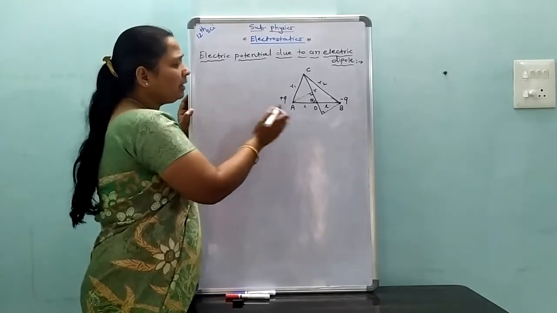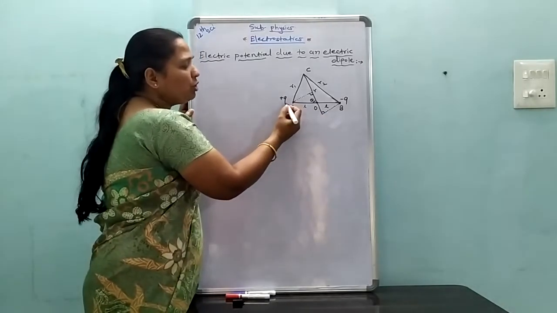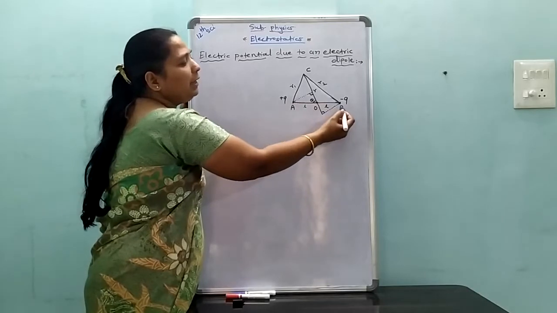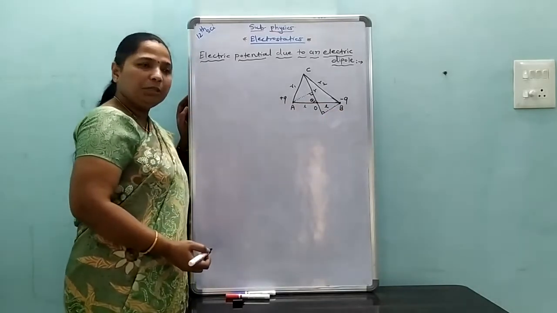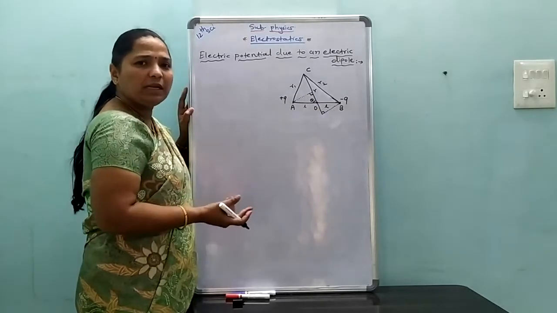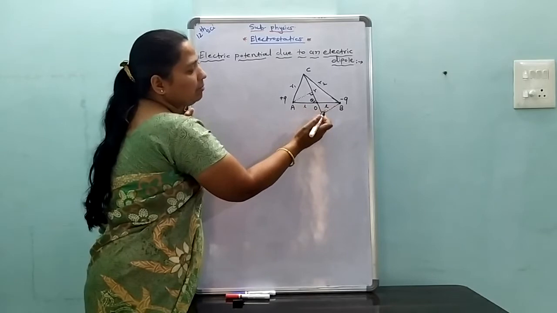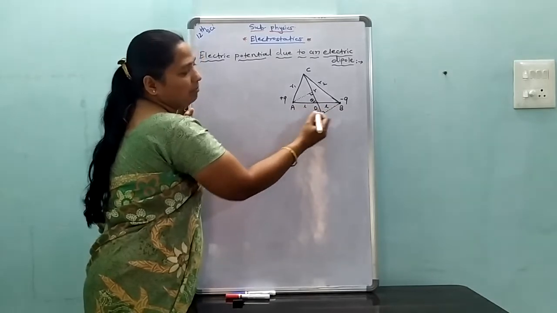Therefore, consider the electric dipole AB. The positive charge is at point A and the negative charge is at point B. The electric dipole length is 2L, therefore L plus L is 2L, which means O is the midpoint.